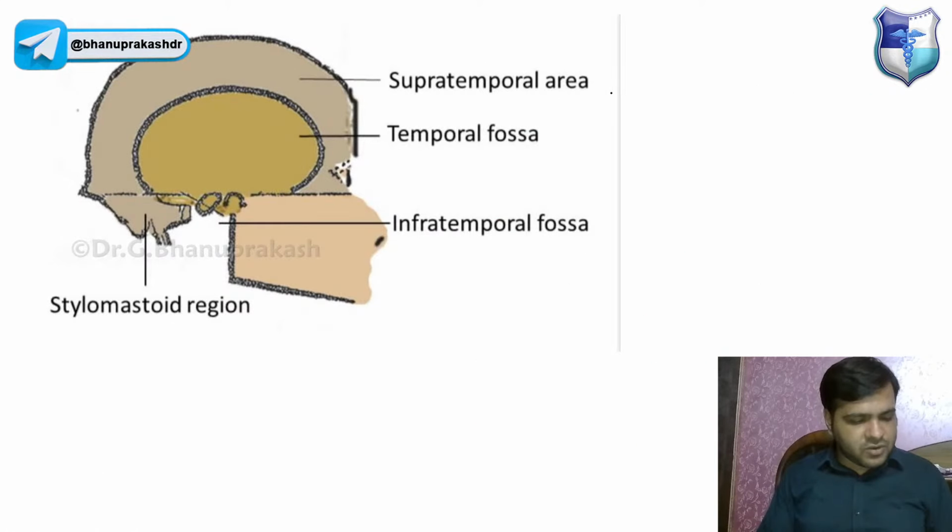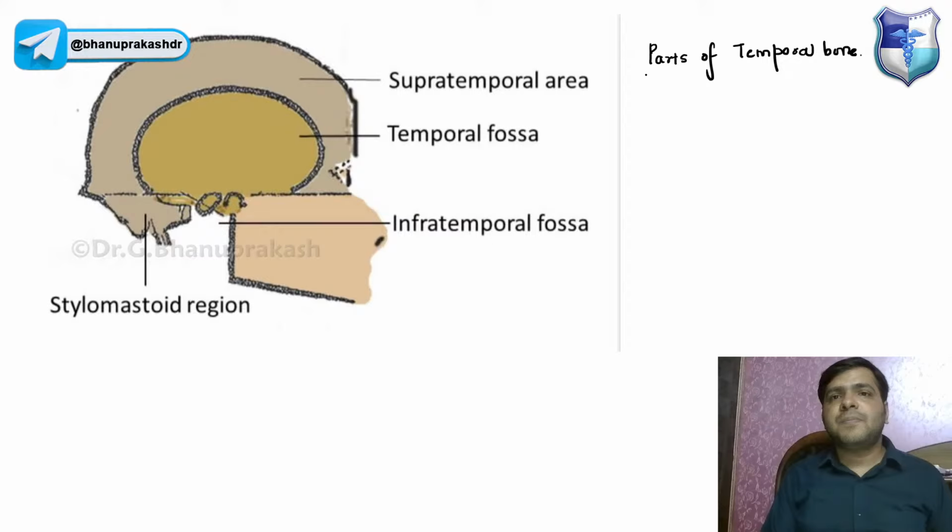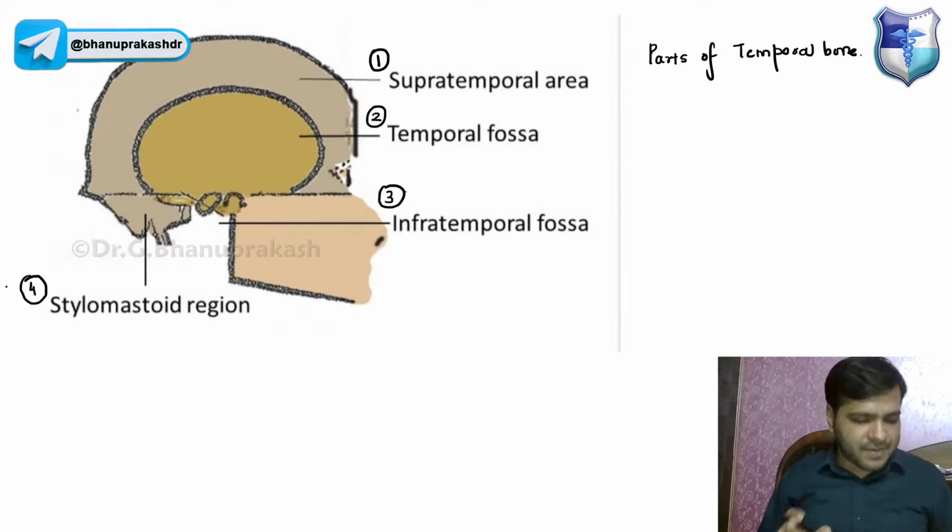Now, guys, we are going to start with Aditya Singh. Very good. We are going to start with the parts of the temporal bone. Now, guys, the parts of the temporal bone: we have the supratemporal area, right? We have the temporal fossa, the infratemporal fossa, right? And we have a region that is called the stylomastoid region. I will be discussing it one by one.